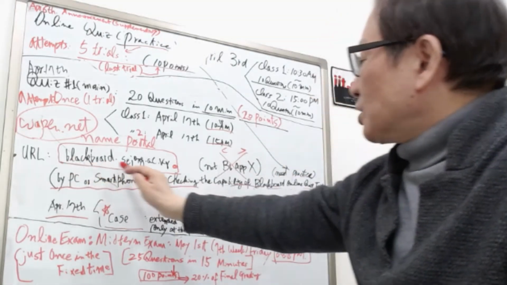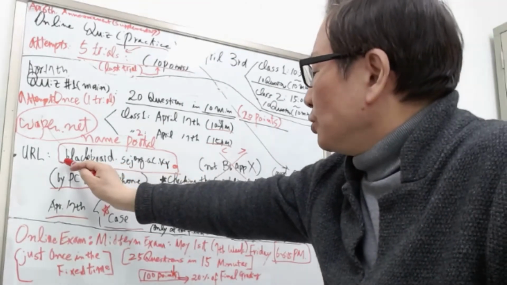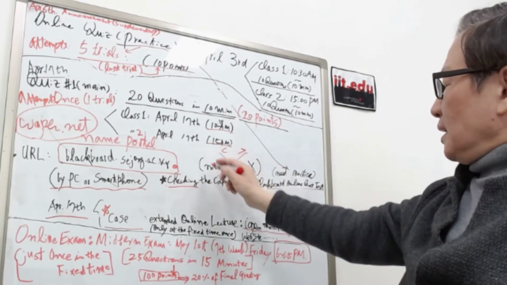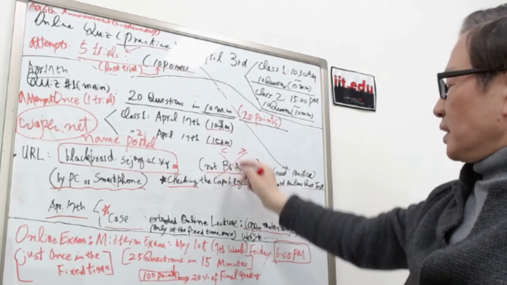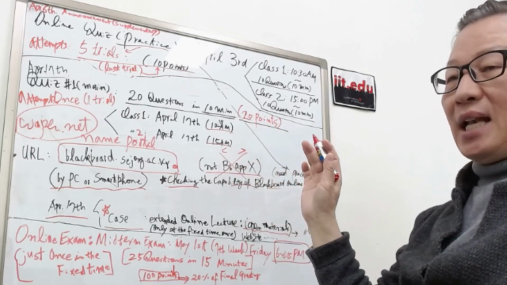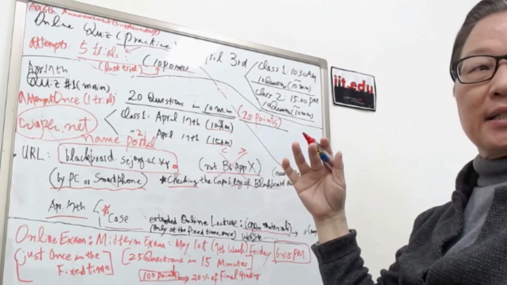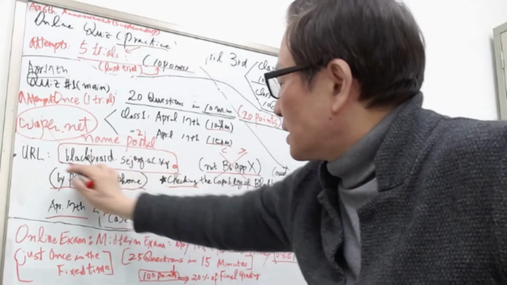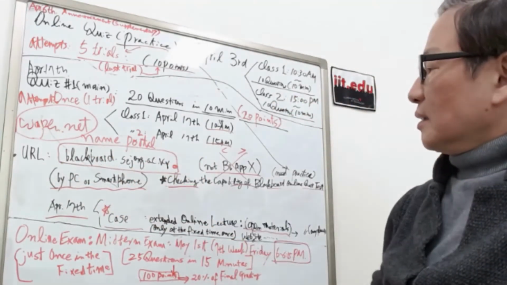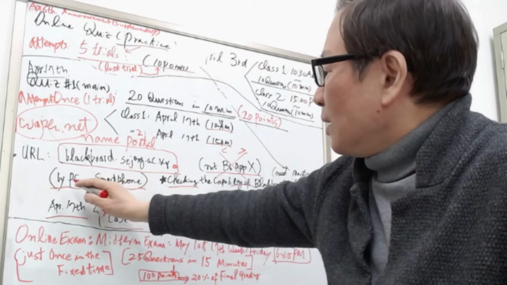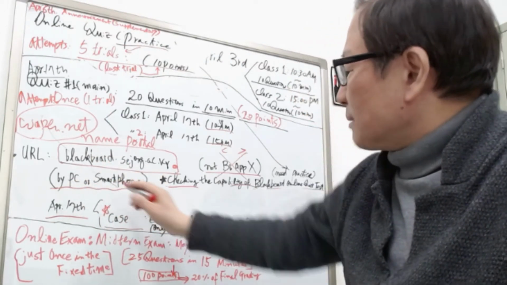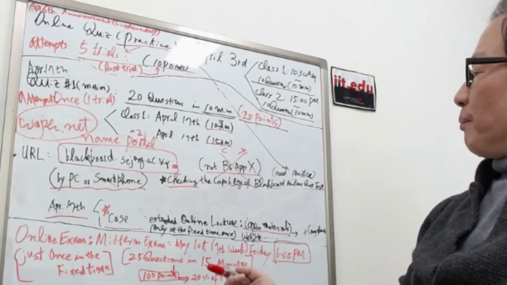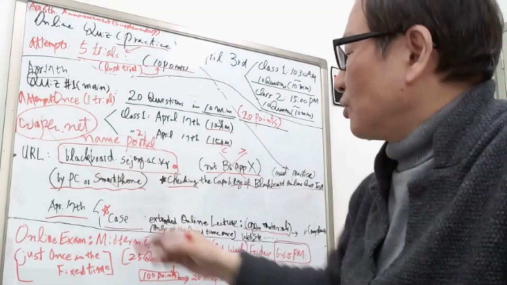The URL to take this online quiz test, you should use is blackboard.sejong.ac.kr, not this one. As I mentioned already, if we are using this one, then the HTML tag element cannot be asked as a question. Instead of this, we'll use this URL. You can try by PC or by smartphone, whatever. If you're very familiar with that device, then you can choose.